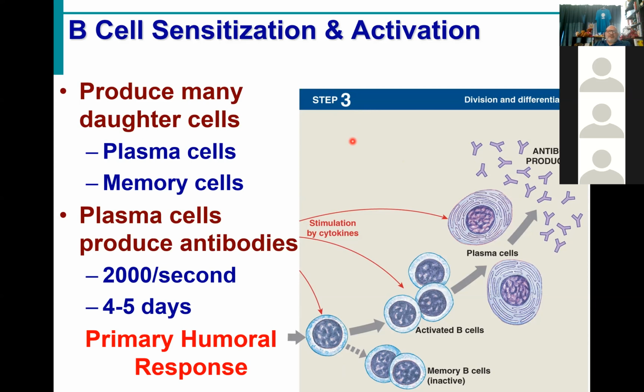What we have just described here is what is known as our primary humoral response. We come in contact with an antigen, and we produce antibodies to attack that antigen.